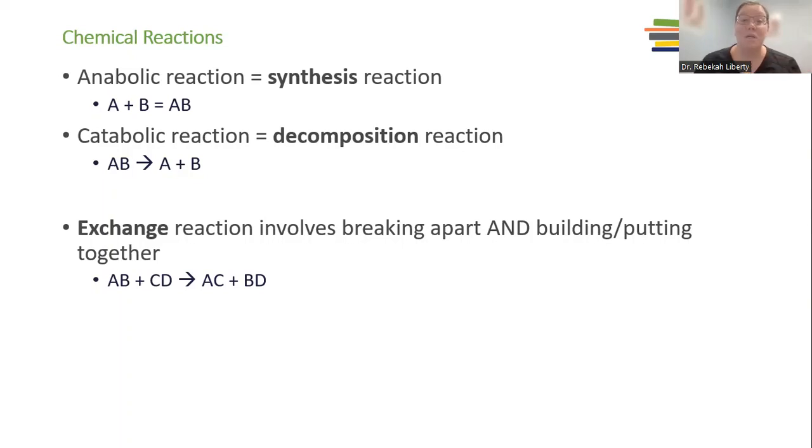We are building. But now that we're in chemistry, right, we have to use a different word. So if we have A and we have B and we put them together to have AB, that is a synthesis reaction. That is also classified as an anabolic reaction. If we have AB and we break it down into its components, A and B, that is a decomposition reaction.